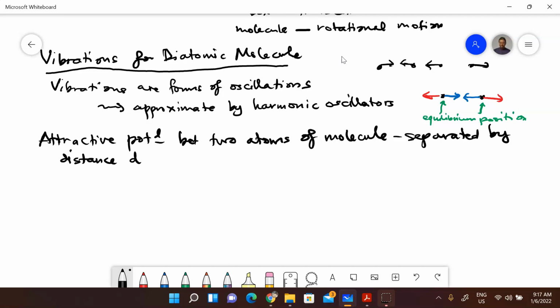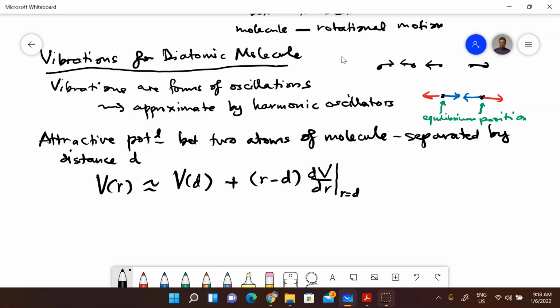Okay, and let me just write the potential first. V(R), and then this is approximated by an expansion with respect to this equilibrium position over here. So this is (R minus D) dV/dR, and then the equilibrium position here is D. So that means one considers this to be your minimum.